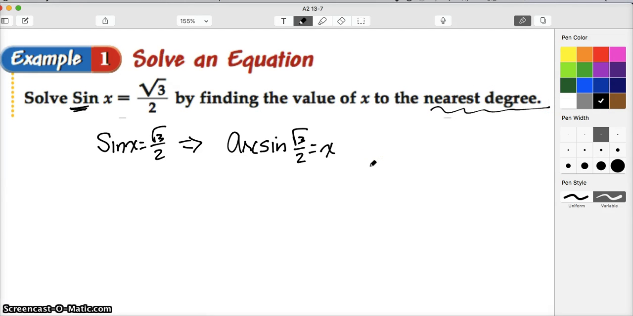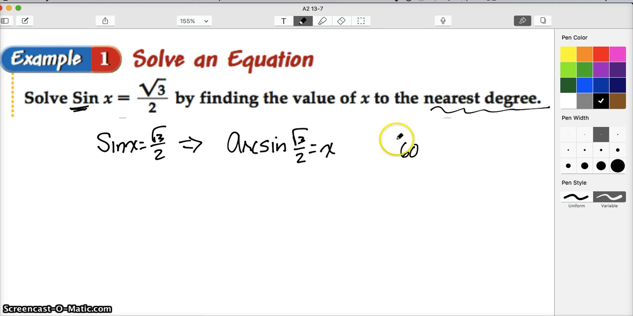What I want you guys to do is see if you can guess the answer without using your calculator, because we don't need our calculator right now. Hopefully you're remembering the unit circle. You could think about the unit circle. You could also think about charts. Remember the charts that we've been doing. All right, if you don't remember, the answer is going to be 60 degrees.